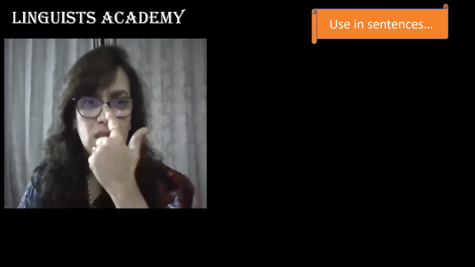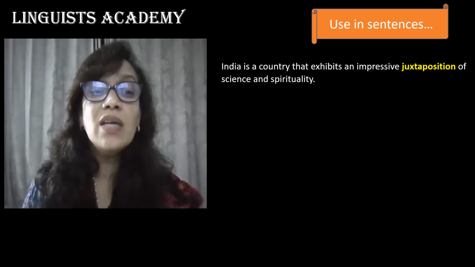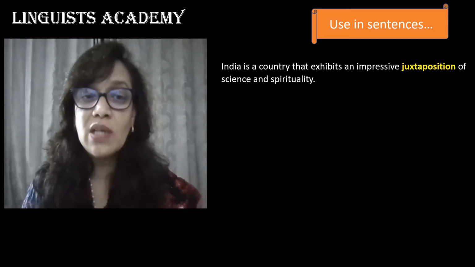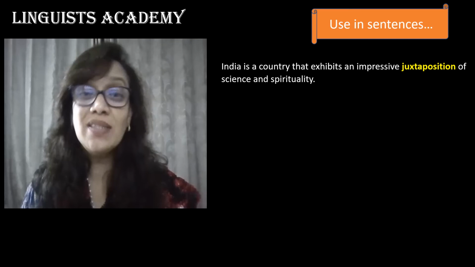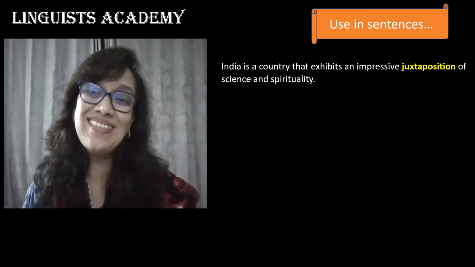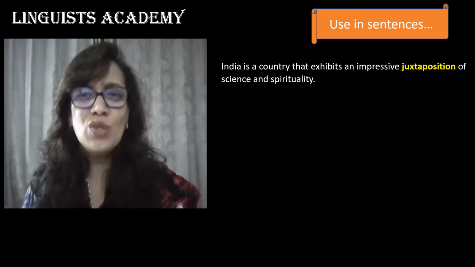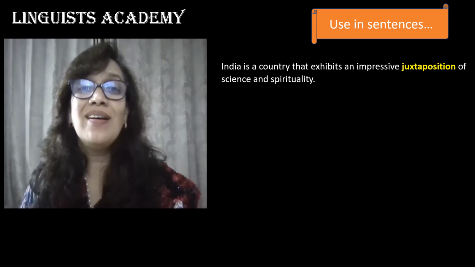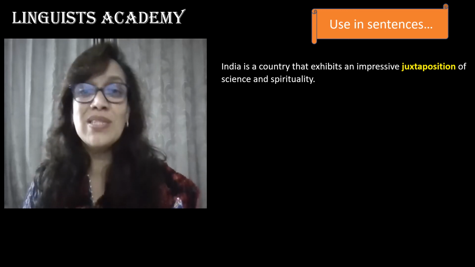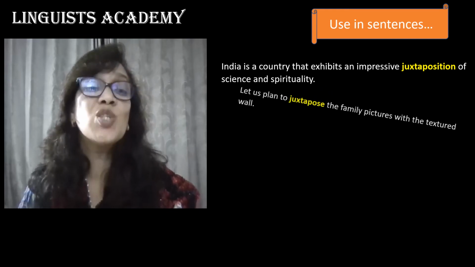How can we use this in sentences? See this. India is a country that exhibits an impressive juxtaposition of science and spirituality, both in contrast to each other and yet so unique that come together. It's a fabulous output.